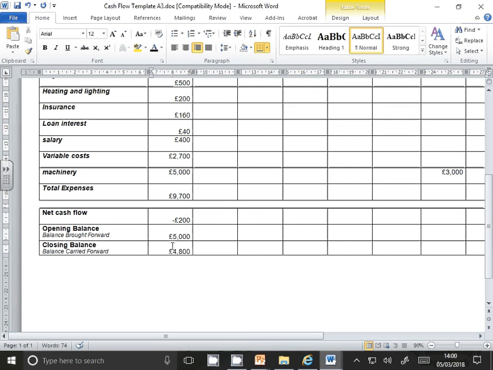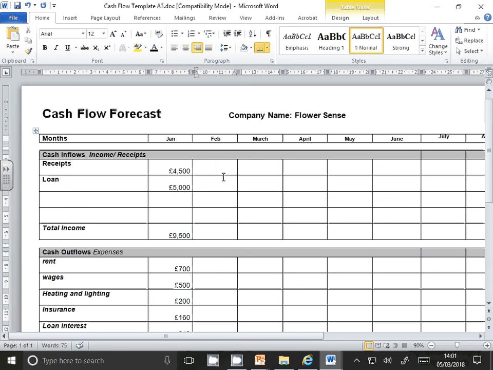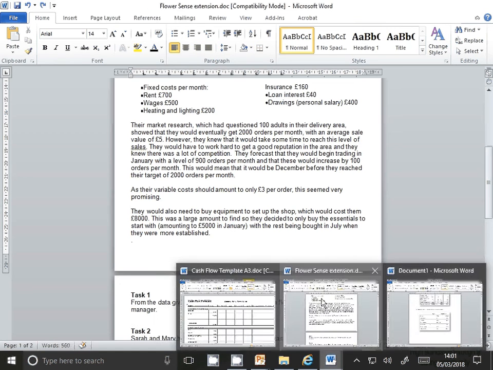And what happens with the closing balance is that it becomes the opening balance for the next month, and that's the case all the way across. So I know straight away that the opening balance for February is 4,800. Now to start filling the rest of this in, we just simply need to go back to the scenario. So what are February receipts going to be? Let's have a quick look.